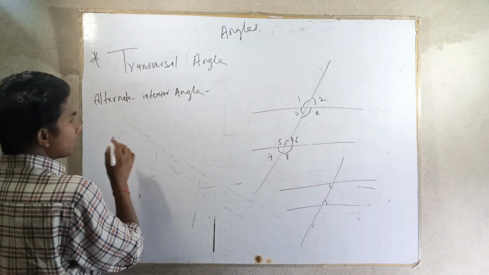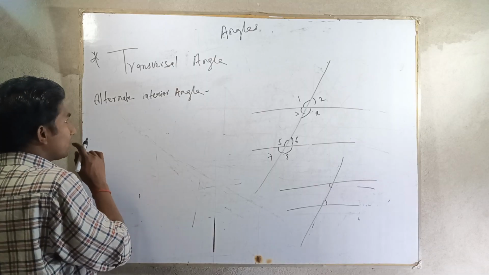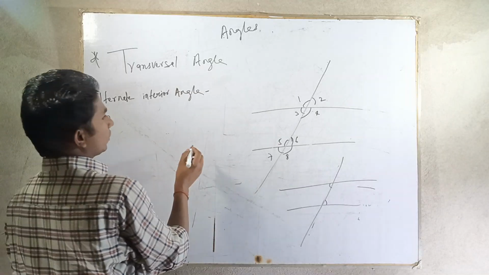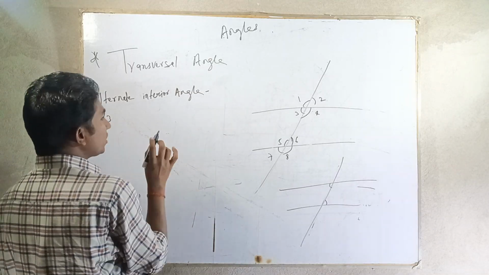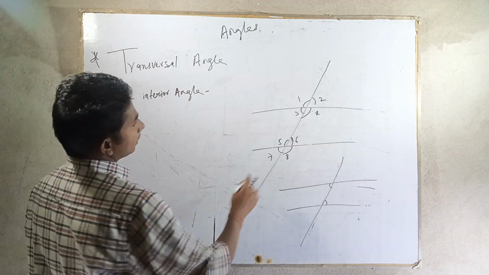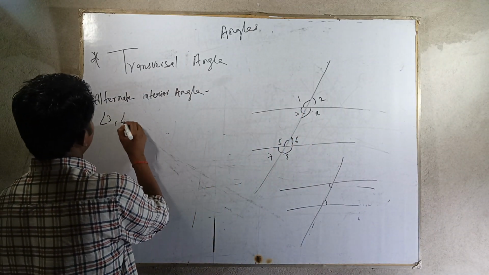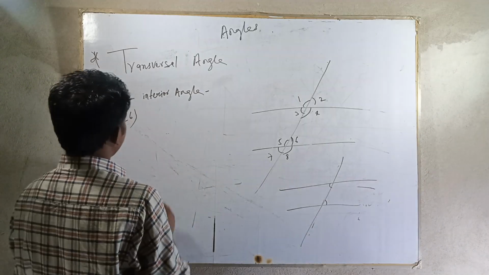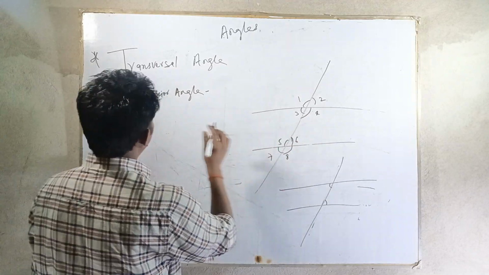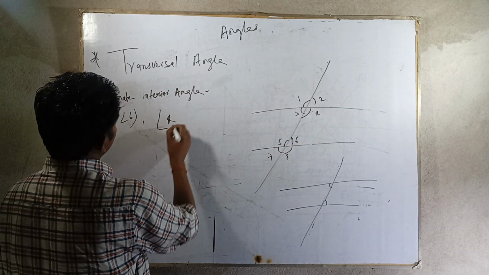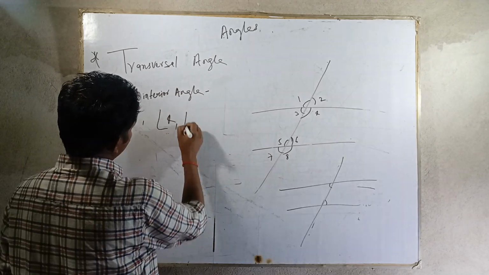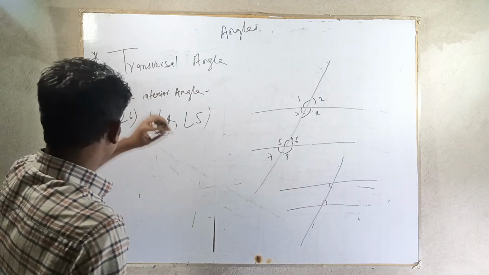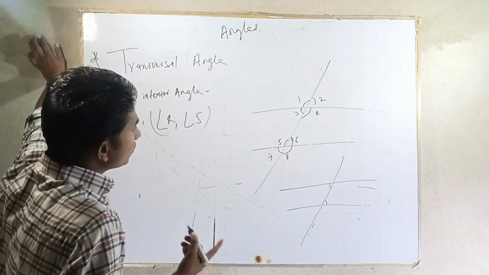So for alternate, I am only talking about interior. So 3 and 4 will always be equal. 3 and 6 is an alternate interior angle. The next one is 4 and 5. Both 4 and 5 are alternate.